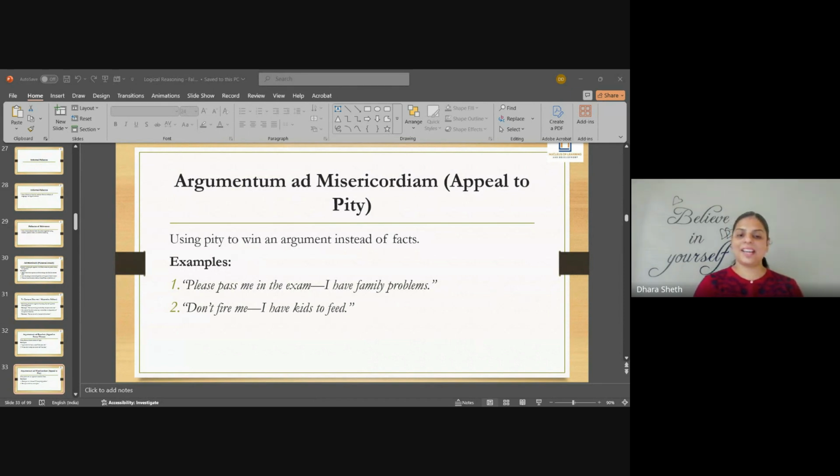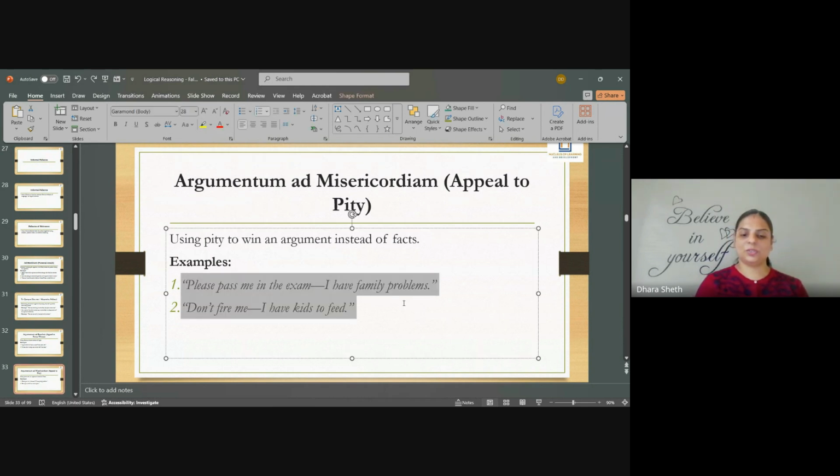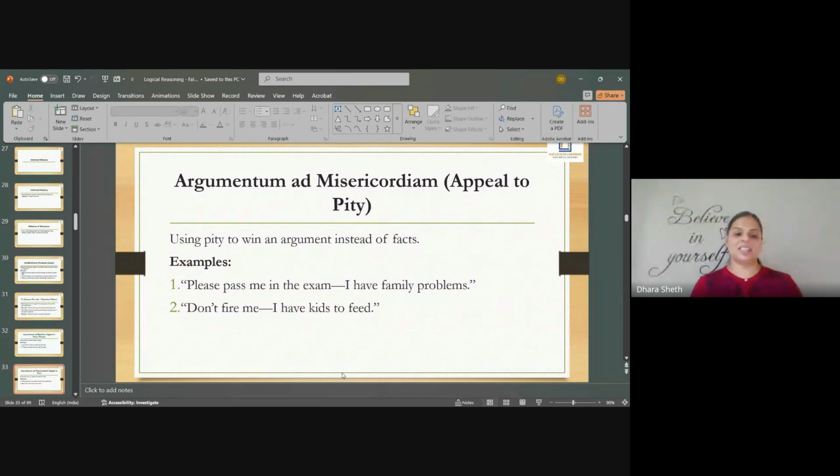Please pass me in the exam. I have family problems. So that is an argument based on pity. Do not fire me from the job. I have kids to feed. Now, that is not a logical argument for why you should not, what should I say, fire me from the job. However, it is given here. Next. Clear with this? Appeal to pity?